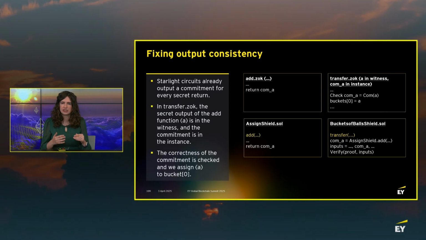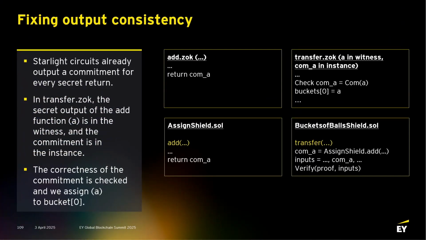So now in our shield contracts and circuits, we have to output a commitment for the outputs. In the functions that are being called, we don't really need to make any changes in the circuits, because we already output these commitments. In the calling circuits, for every external function call with an output, we now need to put the output inside the witness and the commitment to that output inside the instance. And then we need to check that this commitment is correctly formed. And then we assign the output correctly to whatever we're assigning it to, in this case, bucket 0.